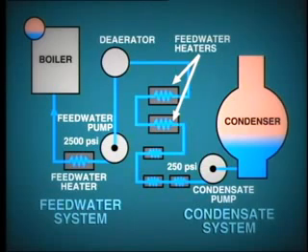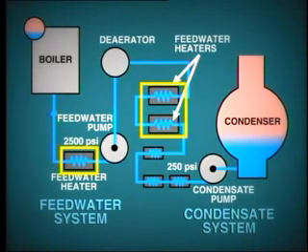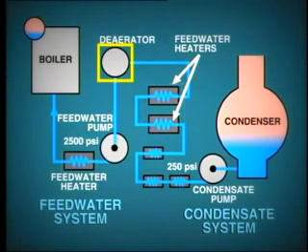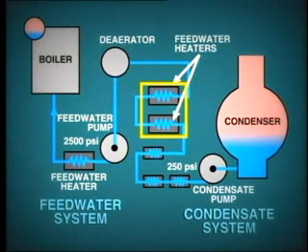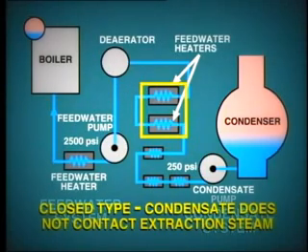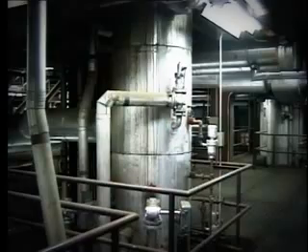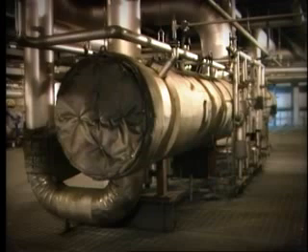There are 2 basic types of heat exchanger used in the feed water system. That is, the closed type and open type. For example, the 2 low-pressure heaters shown here are of the closed type, meaning that the condensate passing through the heater does not come into contact with the extraction steam, which is providing the heat. Closed feedwater heaters may be constructed in the vertical position like this, or horizontally as shown here. In either case, the internal construction is similar.